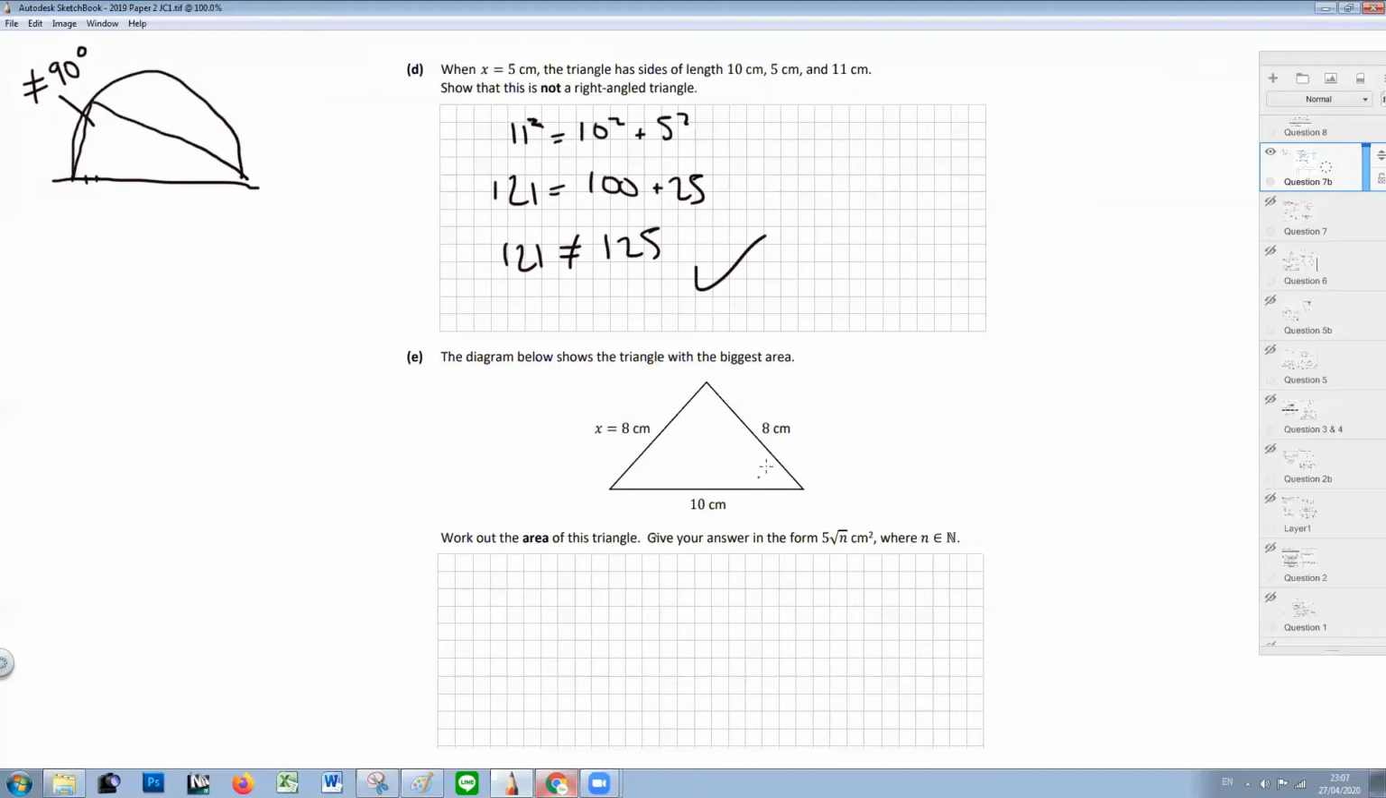So this is the triangle if it was shown with the biggest area. And you can imagine that the circle was something like this, so it's right in the middle. Work out the area of this triangle and give your answer in the form 5 root n cm squared. So the area of a triangle is going to be a half, the base multiplied by the perpendicular height.